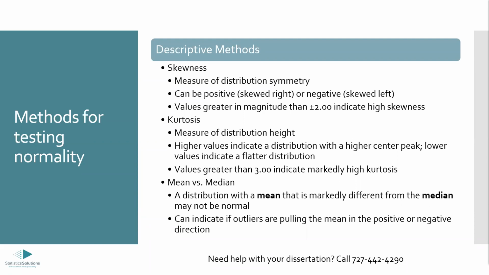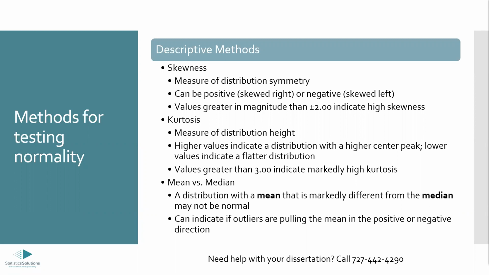And so now let's talk about kurtosis. So whereas skewness measures the symmetry of the distribution, kurtosis measures the height of the distribution. So higher values of kurtosis indicate a distribution with a higher center peak, and lower values indicate a flatter distribution. Now, it is possible for values of kurtosis to be both positive and negative as well. But in general, a rule is that values greater than 3 indicate markedly high kurtosis.